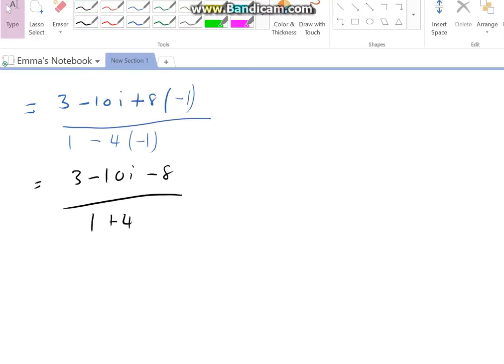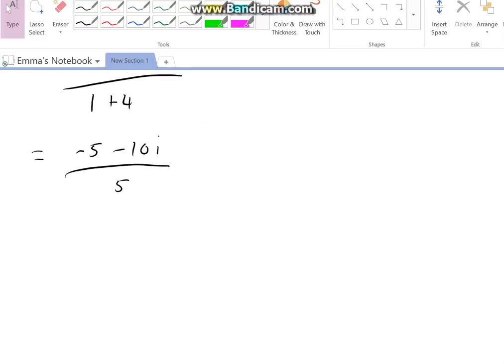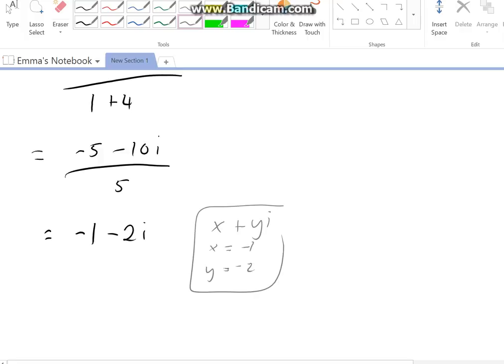So we're going to have 3 minus 8. So 3 minus 8 gives minus 5. Minus 10i all over 5. So, well, 5 can divide into both of them numbers. So minus 5 divided by 5 will be minus 1. Minus 10i divided by 5 will be minus 2i. And that is your answer. So your answer is in the form, like they said, x plus yi. So for x we have minus 1 and for y we have minus 2. So that's all this part meant. But your answer is minus 1 minus 2i.